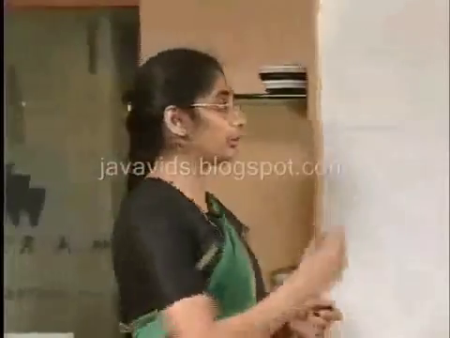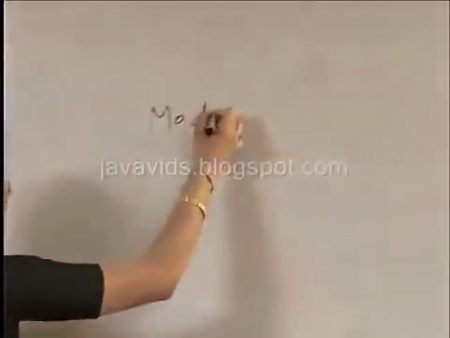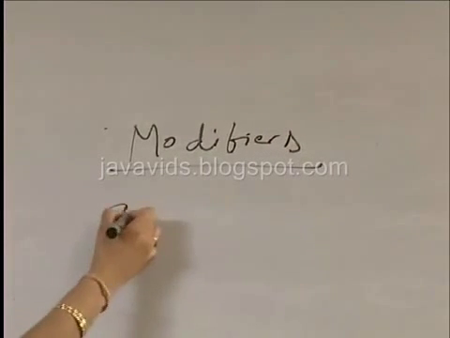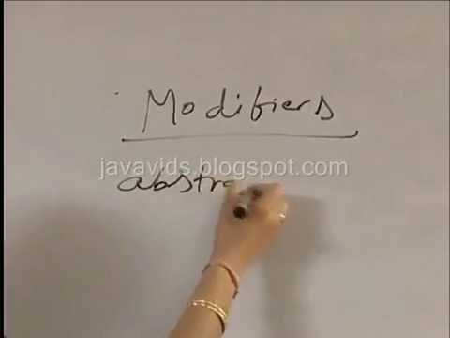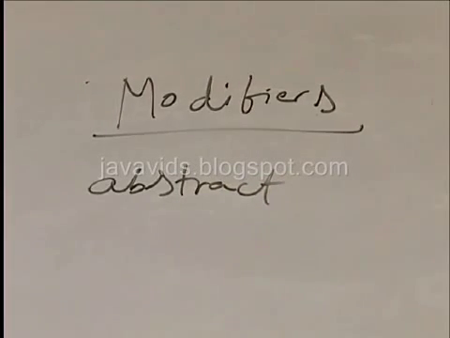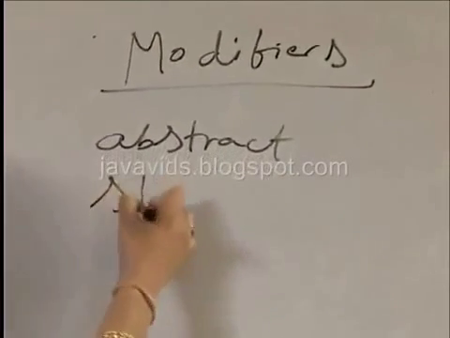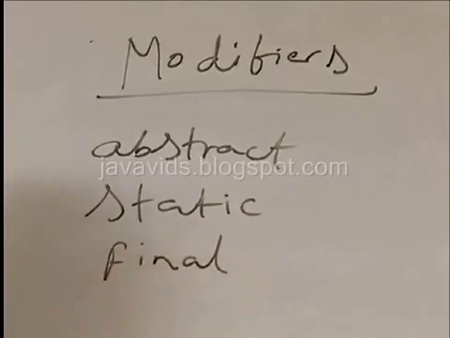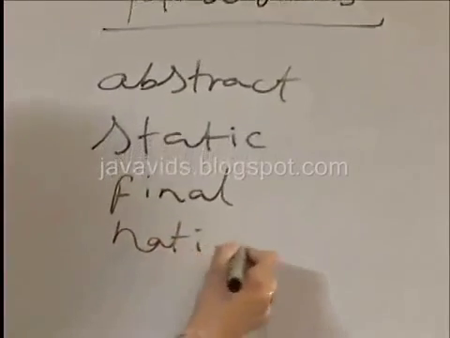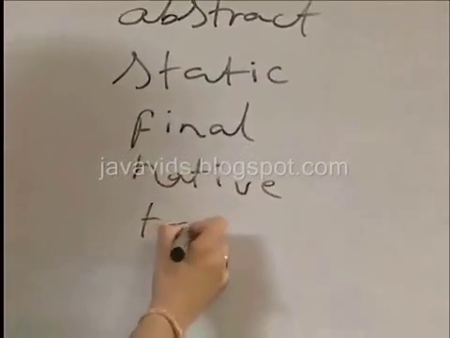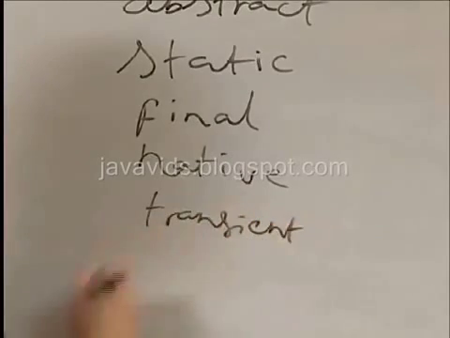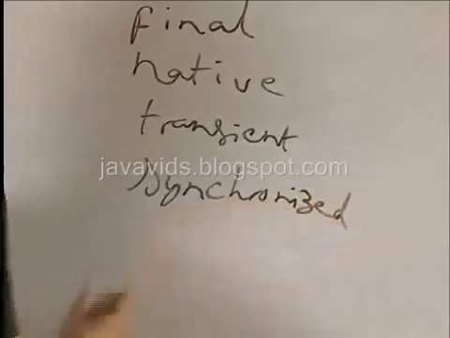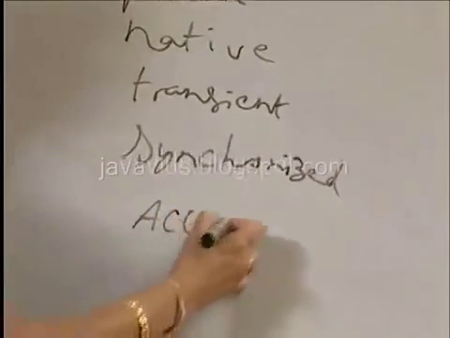Now let's look at the different modifiers in Java. We have seen the abstract keyword, which is a modifier. We will come across what is known as static, final, native, transient, synchronized, and the access specifiers.